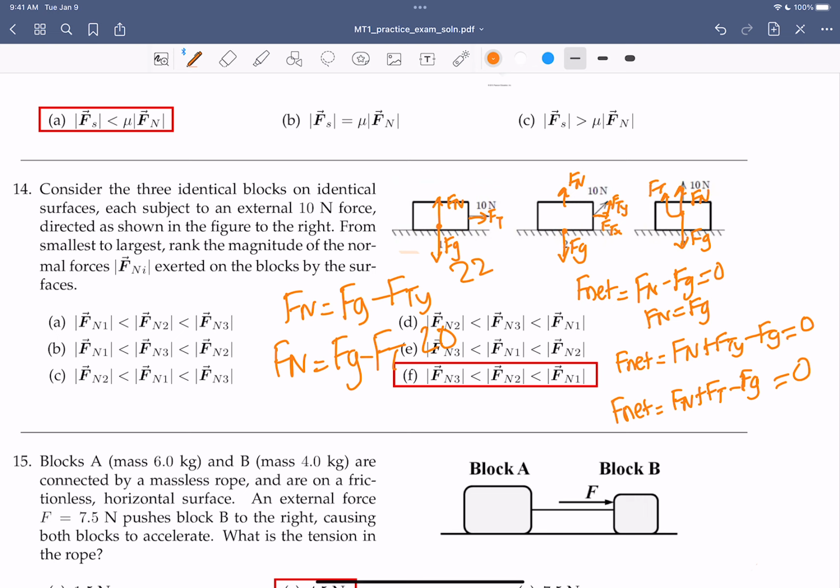Right? And so you can see there that if the first one is equal to 30, the second one is equal to 22, and the third one is equal to 20, then the first one is greater than the second one, then the third one.